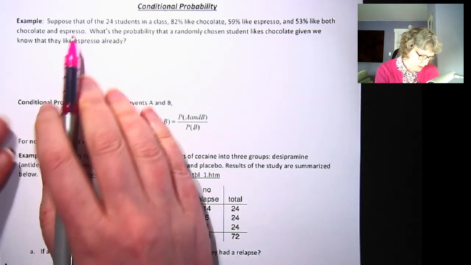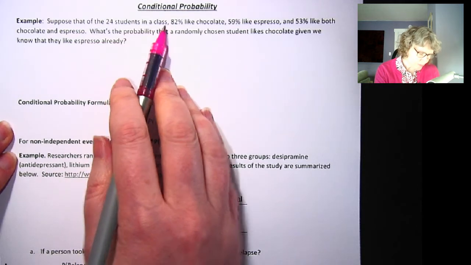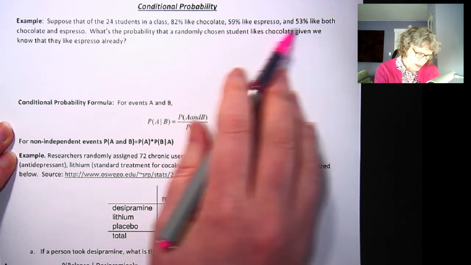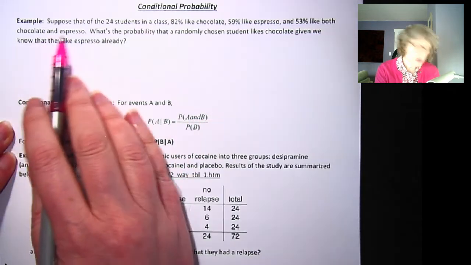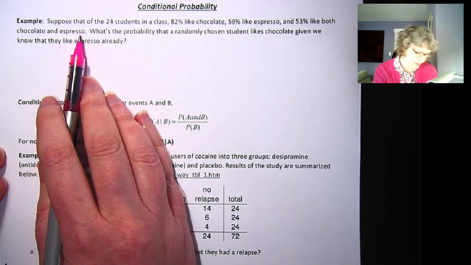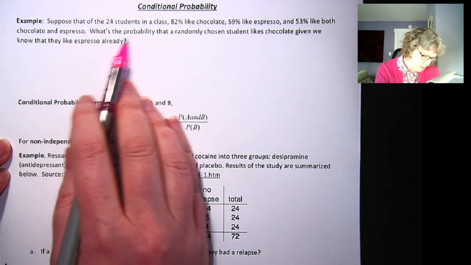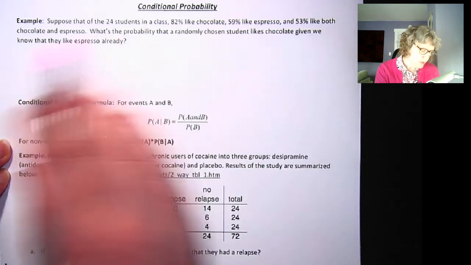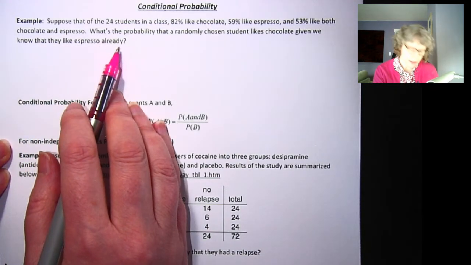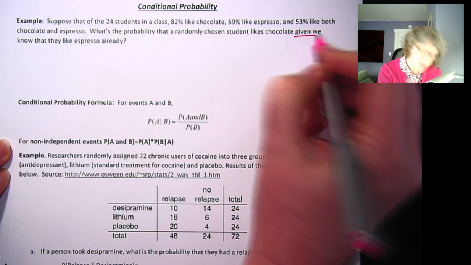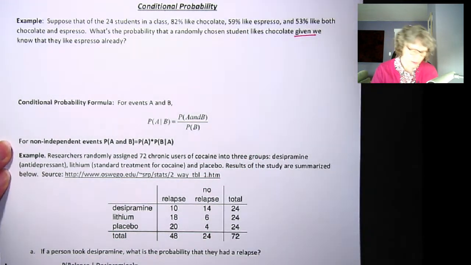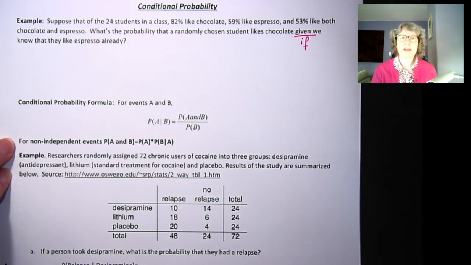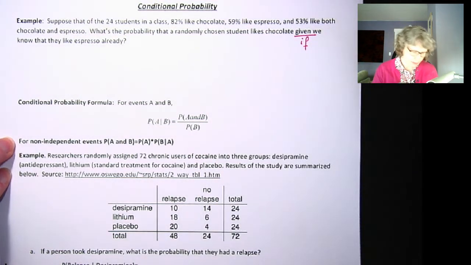Suppose that of the 24 students in a class, 82% like chocolate, 59% like espresso, and 53% like both chocolate and espresso. I'm in that category. What's the probability that a randomly chosen student likes chocolate given we know they like espresso already? So given is a really big keyword for this conditional probability. Also, if is another keyword, if we know they like espresso already.